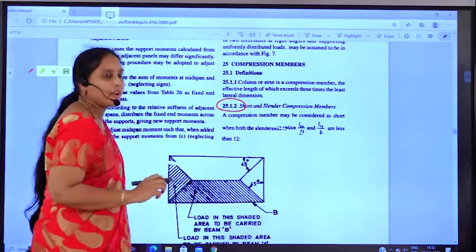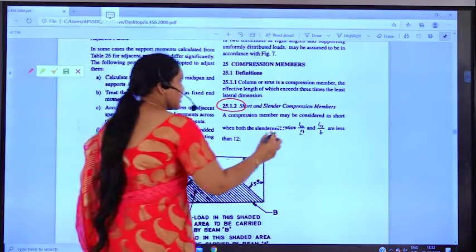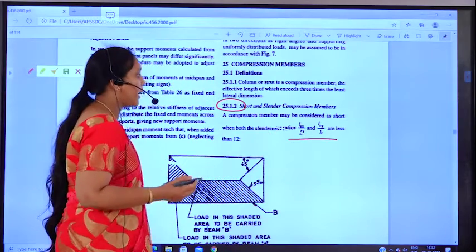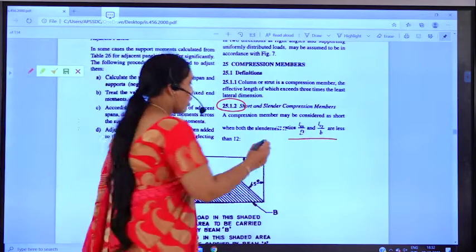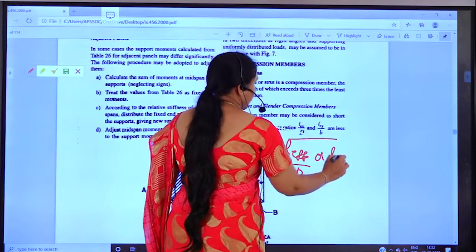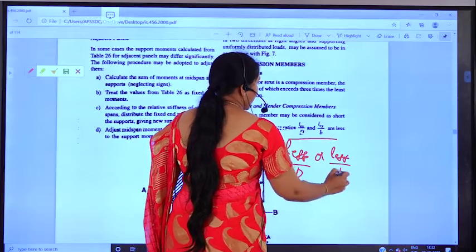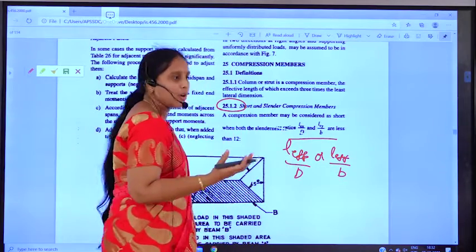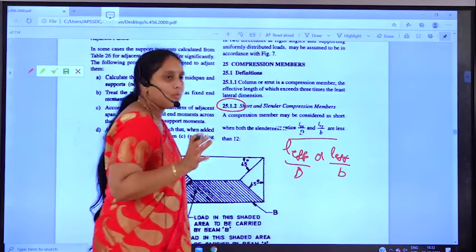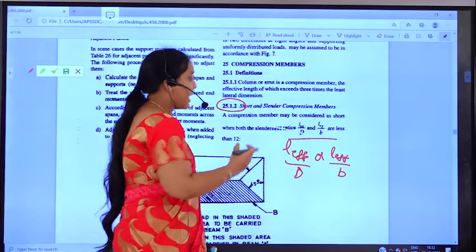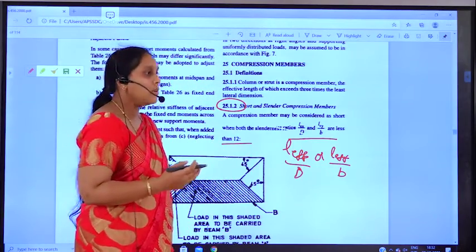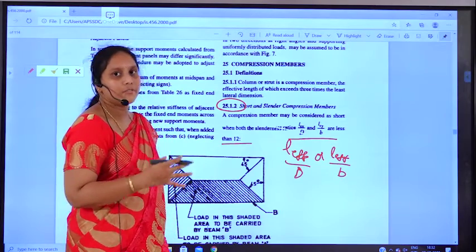The slenderness ratio can be calculated from clause 25.1.2. As I have already discussed, the formula is L effective by D or L effective by B, for a rectangular column. For a square or a circular column, it will be L effective by D, because you have only one dimension there. If the L effective by D ratio is less than 12, then it is a short column, and if it is greater than 12, then you have to design for a long column.